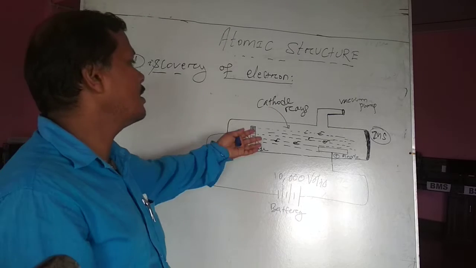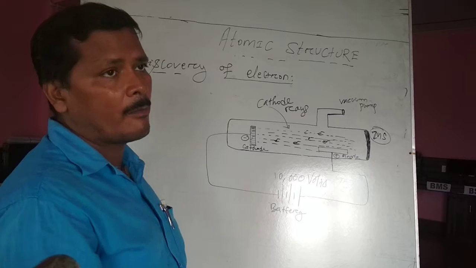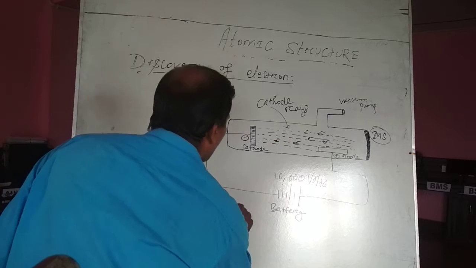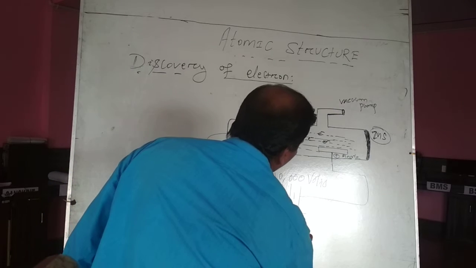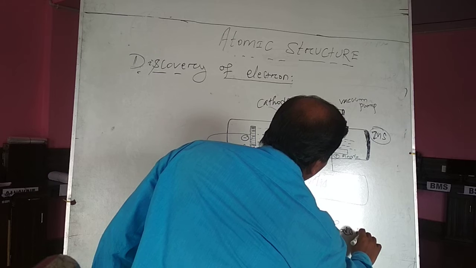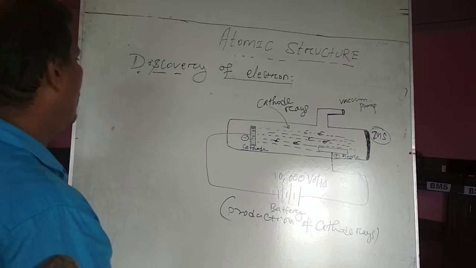This is how the electron was produced or discovered by J.J. Thomson from the discharge tube experiment. So this is your production of cathode rays.